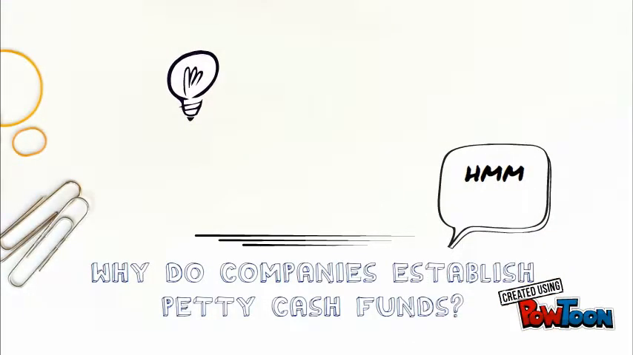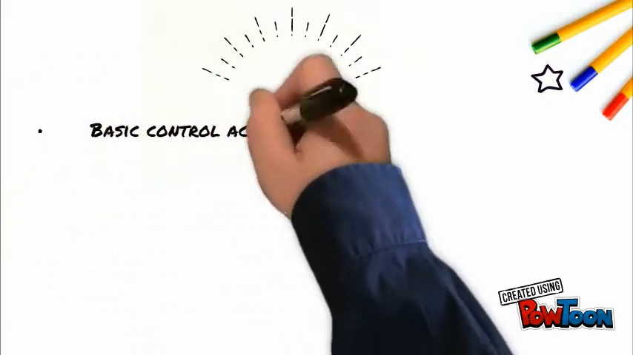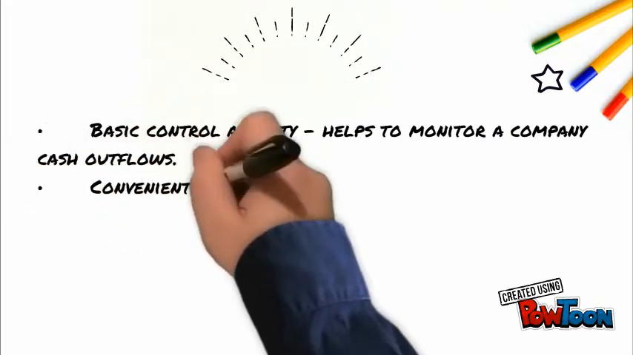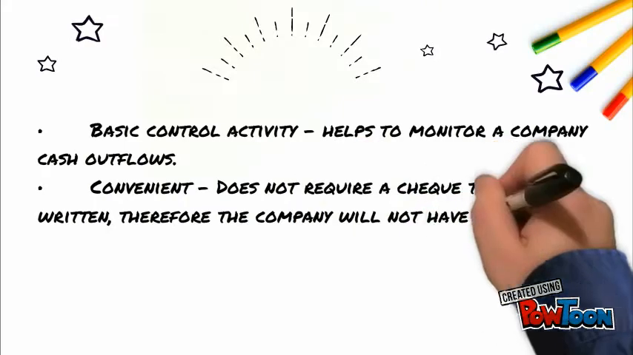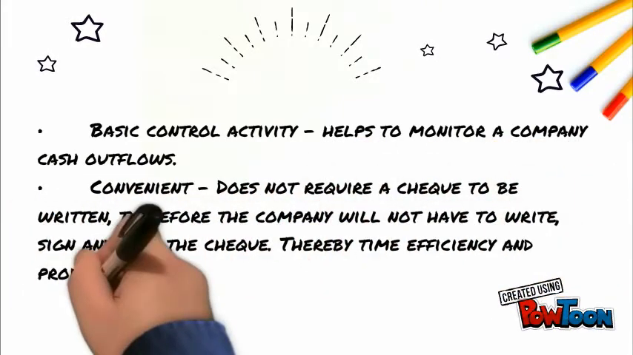So why do companies establish petty cash funds? Reasons to establish a petty cash fund is for basic control activity, helping a company to monitor its cash outflows. Also, there are times when writing a check reduces time efficiency and requires more effort from workers to produce as a result of the writing, signing, and cashing of the check required.